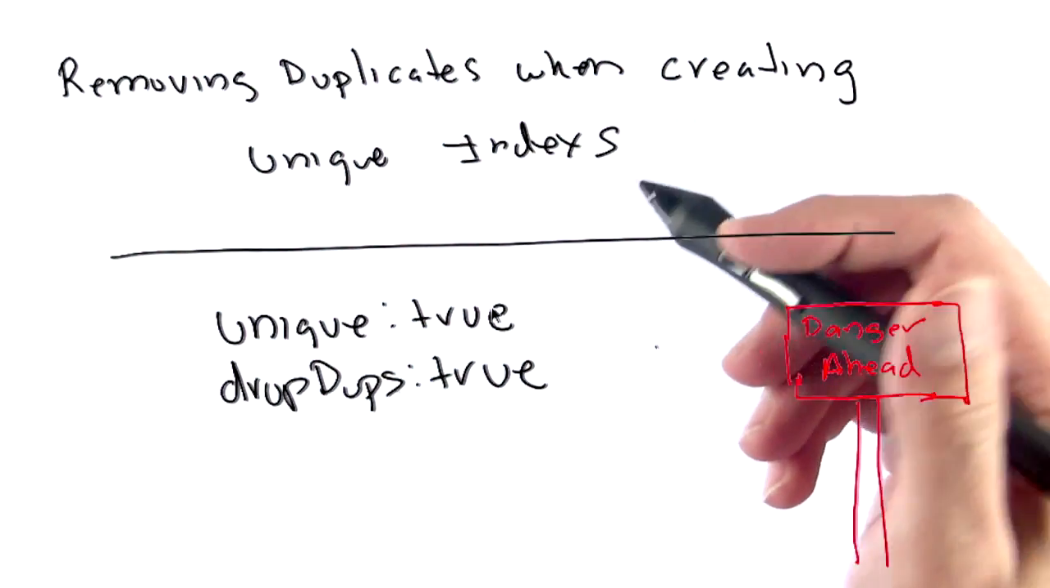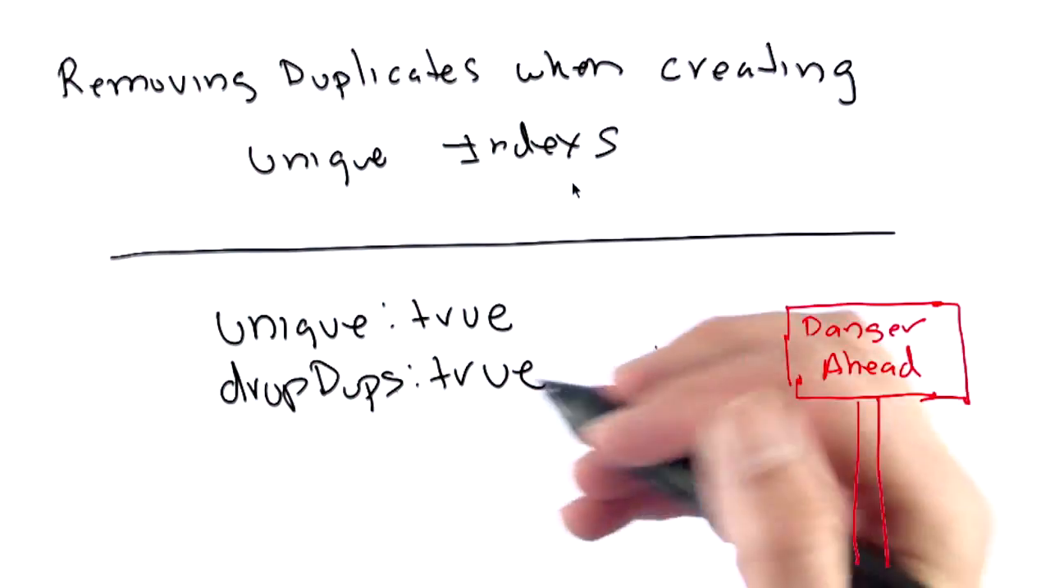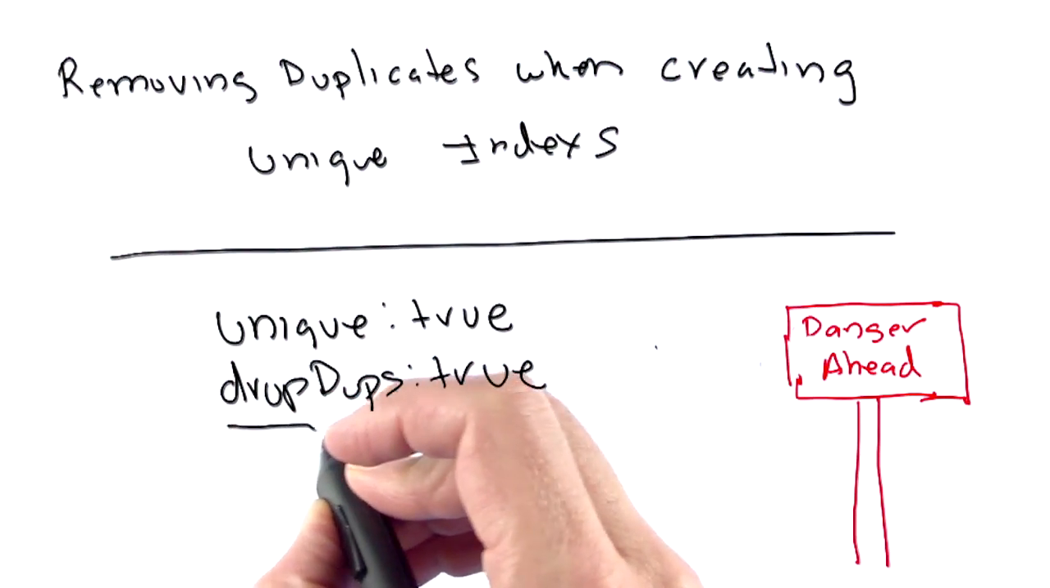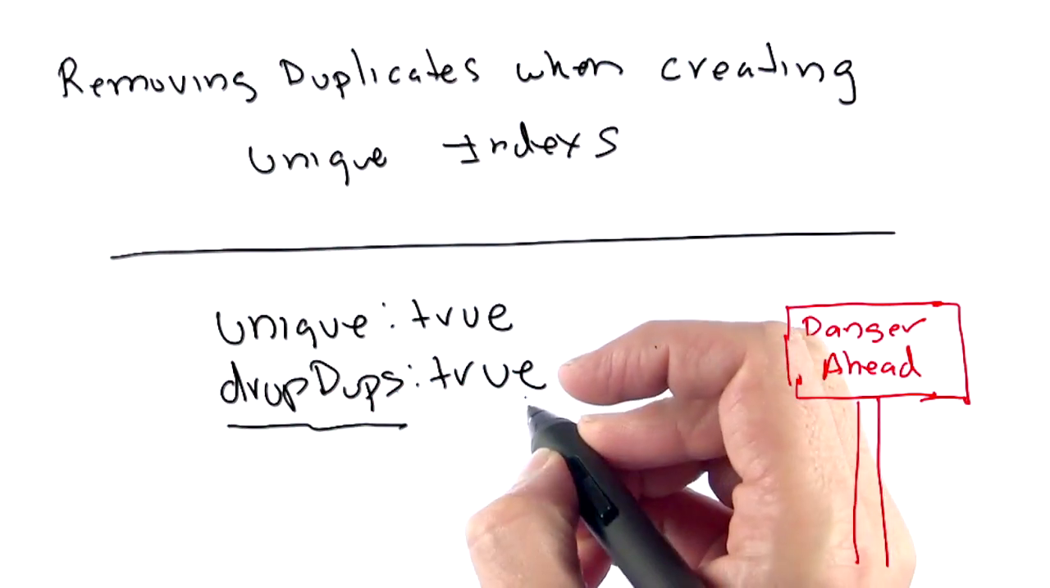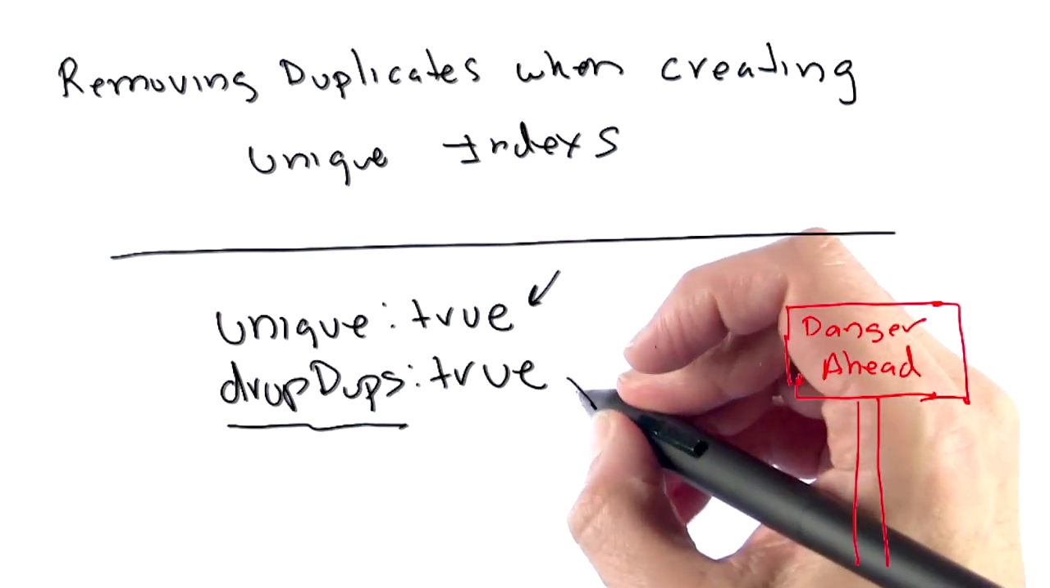Now, there is a way to do this inside MongoDB, but it's a bit dangerous, but I want you to know about it. If you want to remove the duplicate keys when creating the index, you can do it by giving the drop dupes option and setting it to true, while also setting the unique option to true. So you have to set unique to true and drop dupes to true.